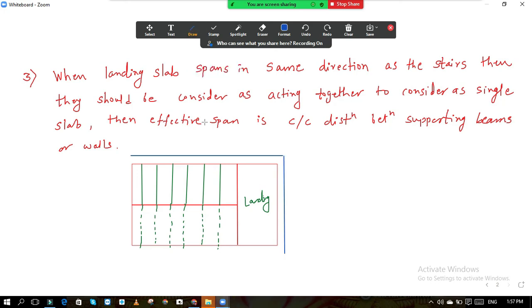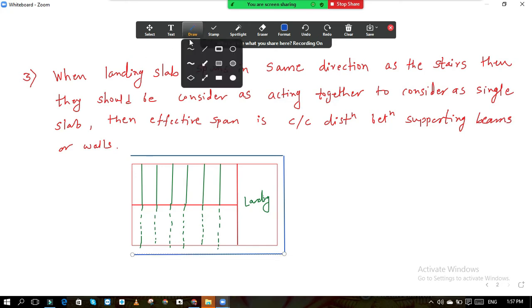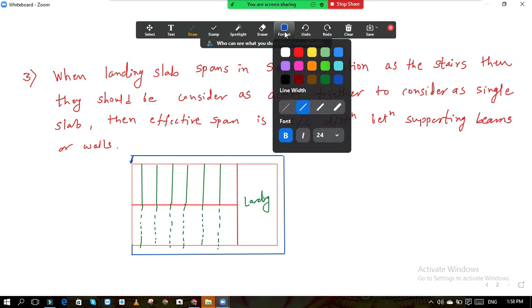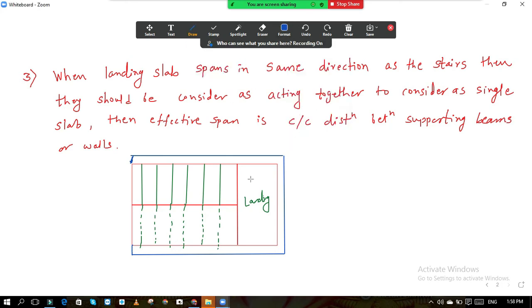Okay. This is the supporting wall from three sides. Now see this landing. If the steel in the landing is placed in this direction, we'll try it once again. The steel in the landing is given in this direction. This is the direction of the steel. Okay.